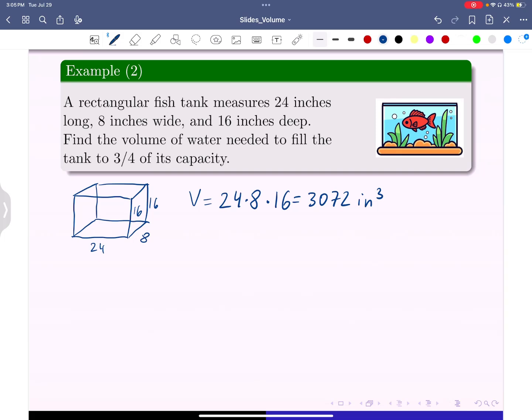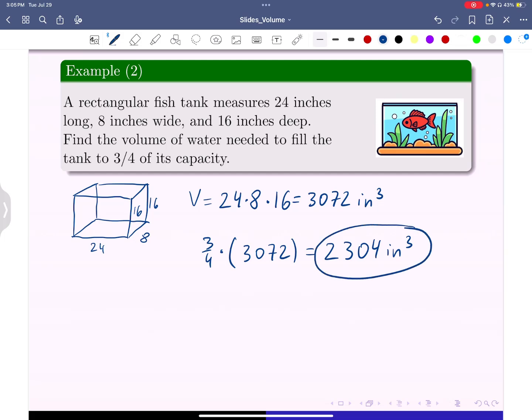Now, the volume of the water, it's 3/4 of its capacity. So we simply need to multiply 3/4 times 3072. And that gives us 2304 inches cubed. So the tank is filled 3/4 to its capacity. The water that is needed is 2304 inches cubed.